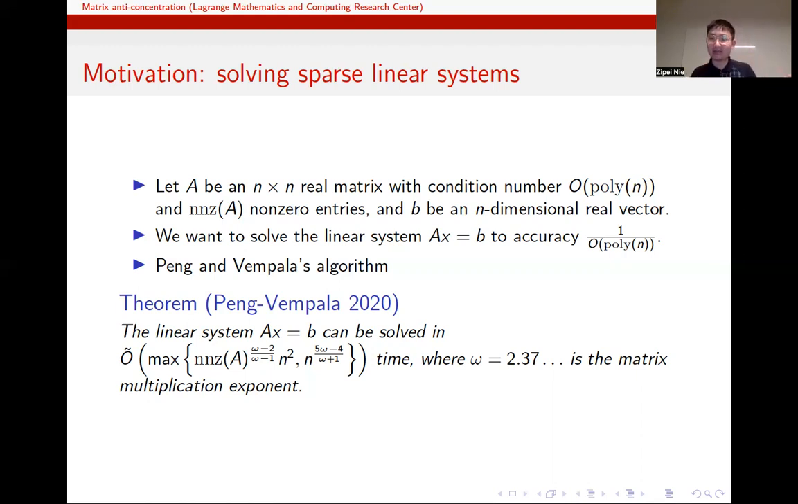And at that time, I was doing random matrix theory and its applications. Then I read Peng and Vempala's paper, and at the end of their paper, they are saying they have some problems in random matrix theory. They proposed the matrix anti-concentration inequality there. And that's why I started working on this.